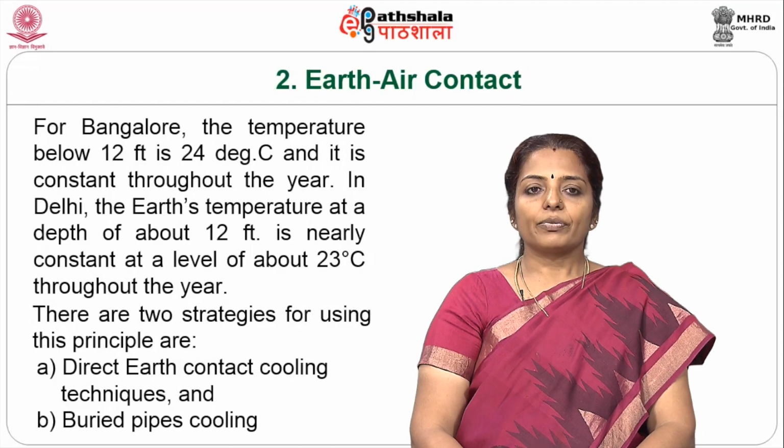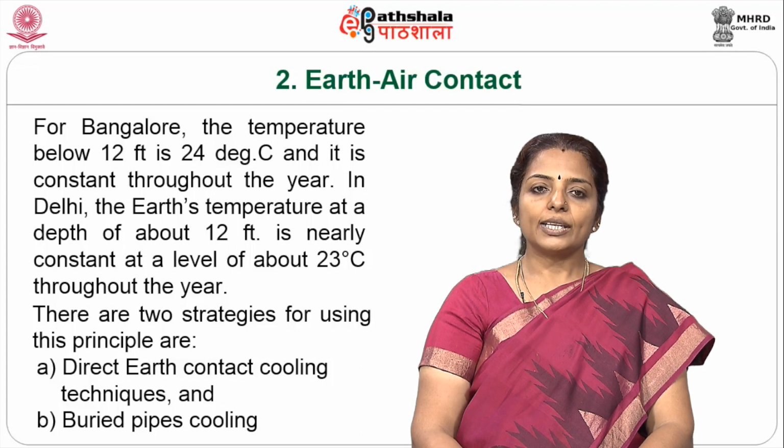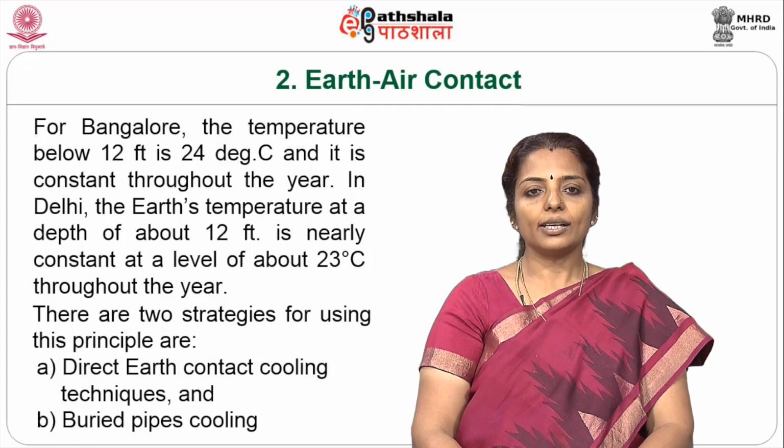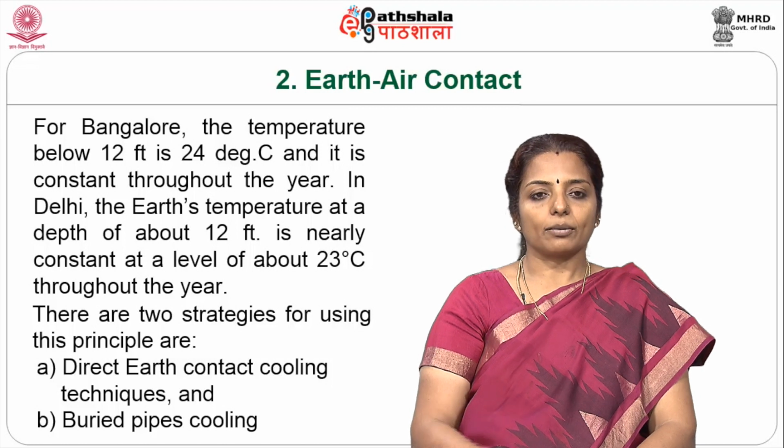For example, for a town like Bangalore, the temperature below 12 feet is 24 degrees centigrade and it is constant throughout the year. In Delhi, the earth's temperature at a depth of about 12 feet is nearly constant at a level of about 23 degrees centigrade throughout the year. These are two strategies for using this principle. These are direct earth contact cooling technique and buried pipe cooling.